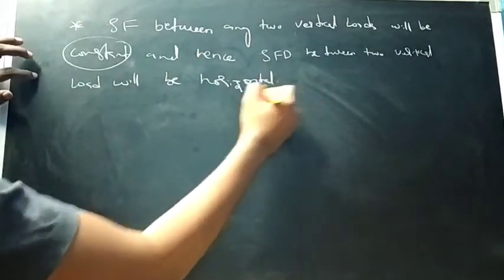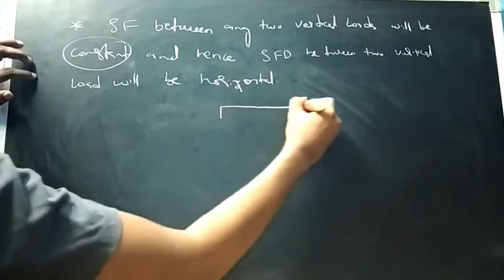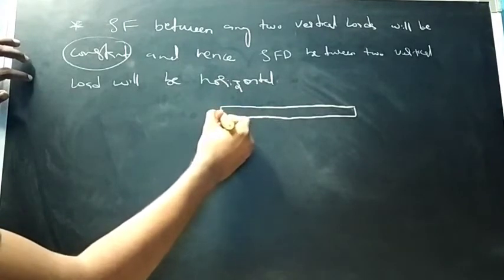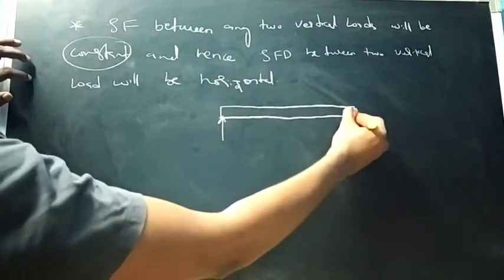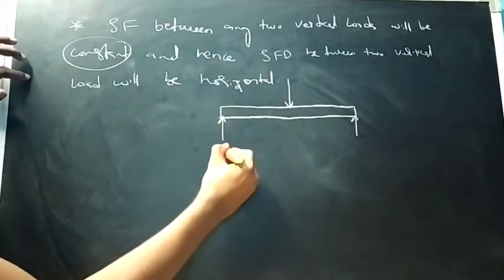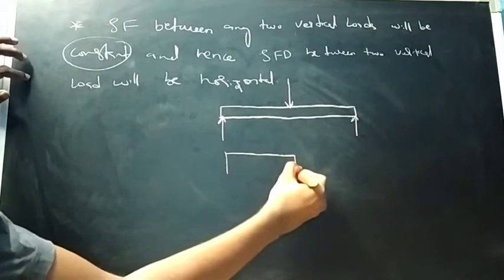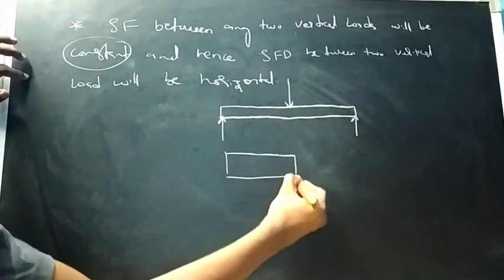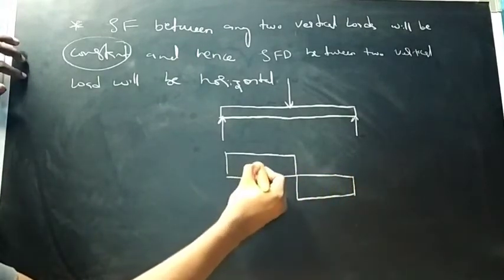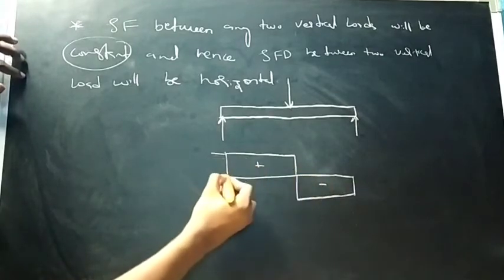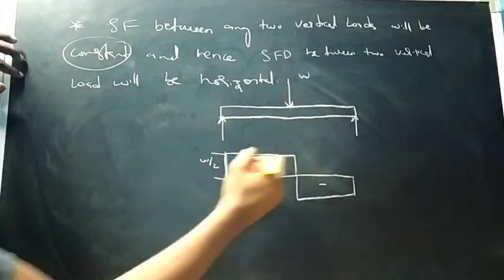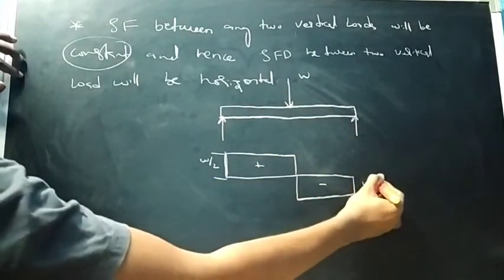For example, here is a beam having support reactions and a load acting at the middle of the span. The shear force diagram will be constant. So this is positive and this is negative, and this will be W by 2. If the load is W, it will be W by 2 and W by 2.